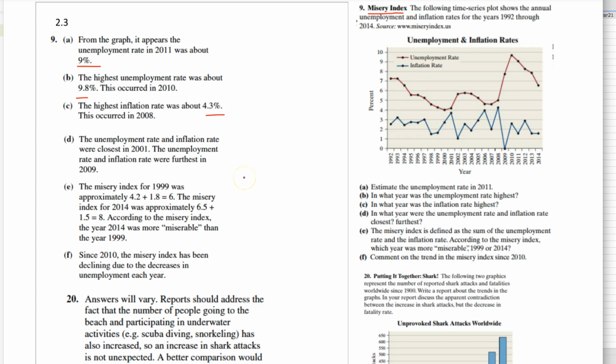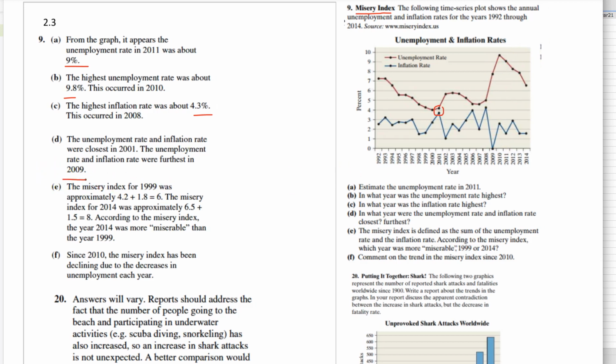The next thing is where unemployment rate and inflation rate were closest. Where were they closest together? They were the closest together right here. It looks like in 2001, very close here. And they were the furthest apart somewhere in here, and it looks like around 2009. From here to here, they're very far apart.